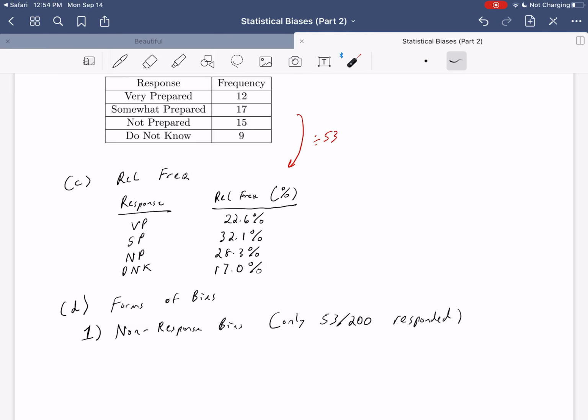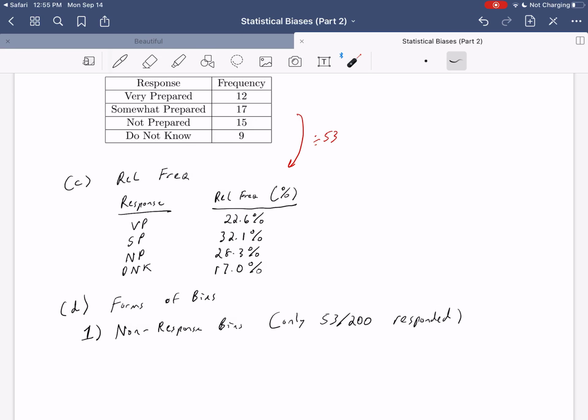Now notice that as soon as we mention non-response bias, meaning people were chosen and did not respond, we know that there wasn't voluntary response bias. Because remember, voluntary response bias occurs when there is no selection process. So if we know that people were selected and then chose not to respond, that means that there is non-response bias, but it also rules out voluntary response bias.